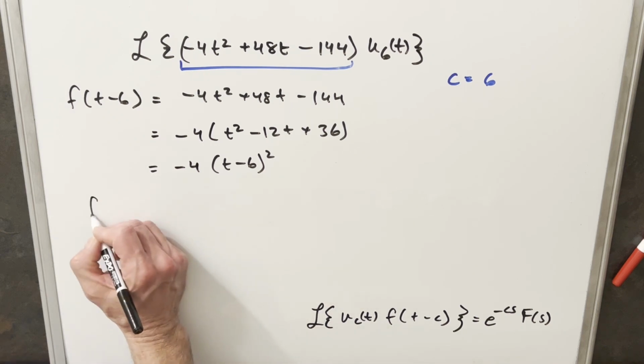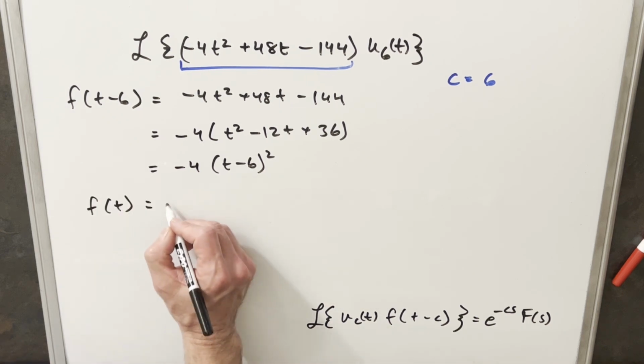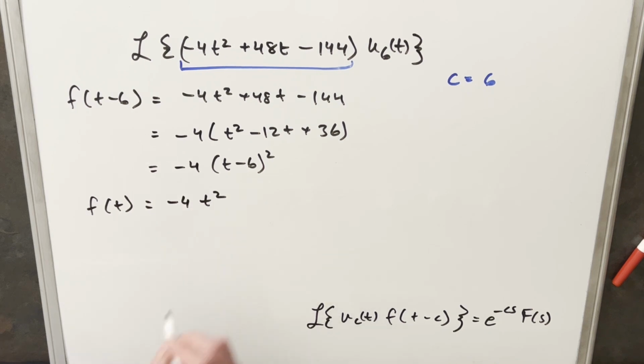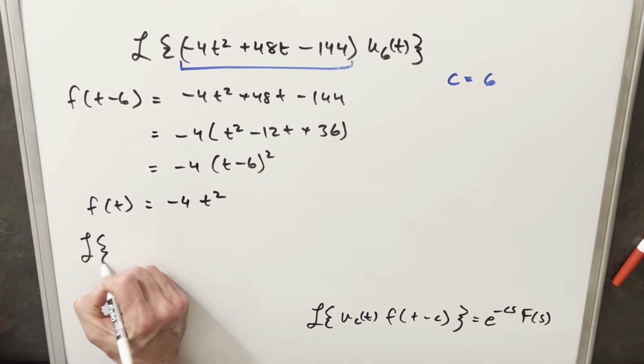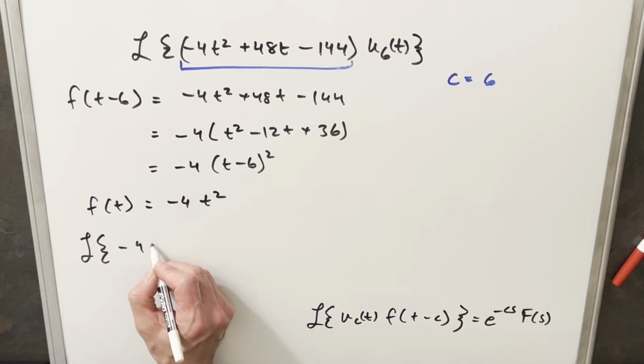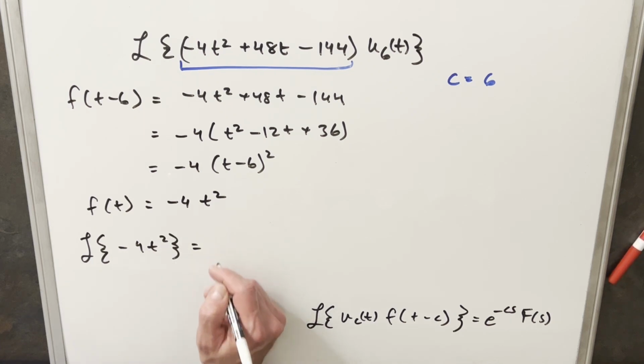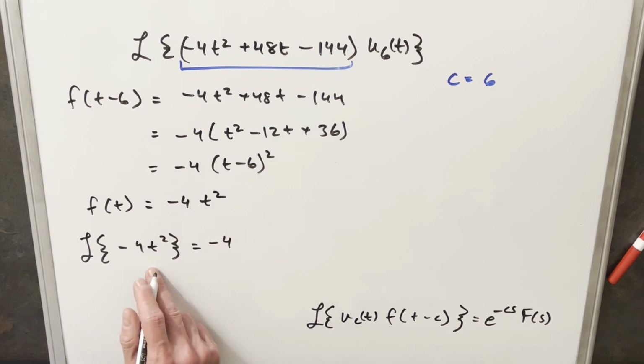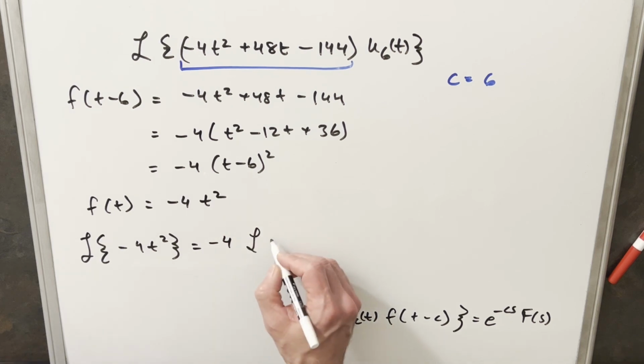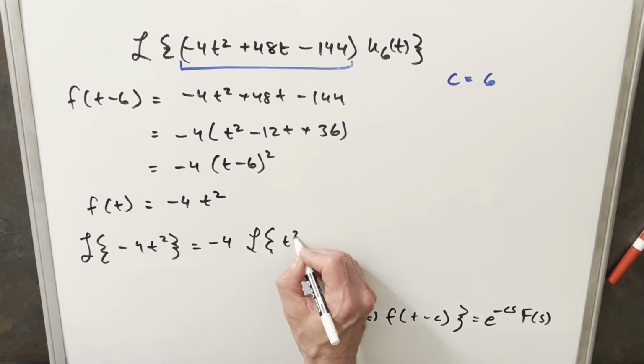So from this, we can write our f of t value as minus 4t squared. And so before we get back to this formula, we just want to find the Laplace transform of f of t. So that's going to be the Laplace transform of minus 4t squared. And what we can do is we can always factor a constant value out front of the Laplace transform. So we'll have a minus 4 in front, and then we're going to have the Laplace transform of t squared.